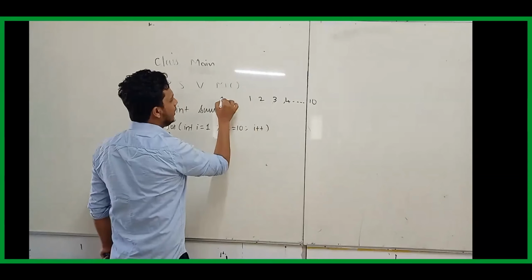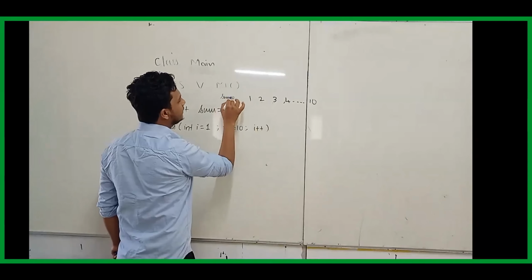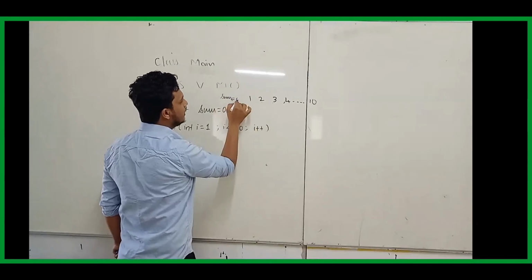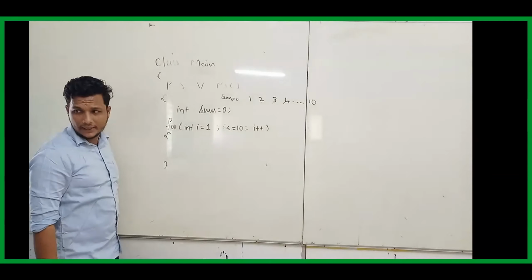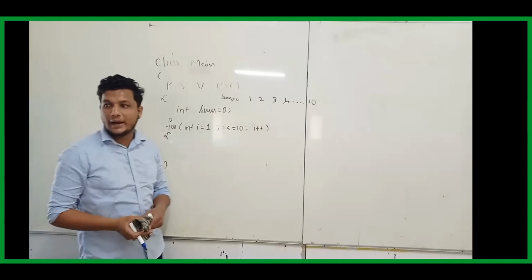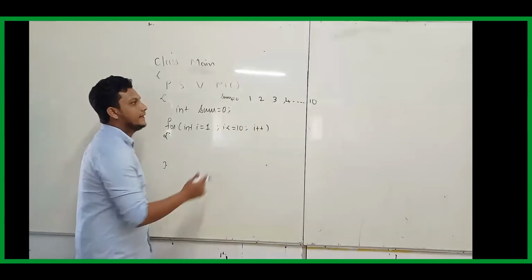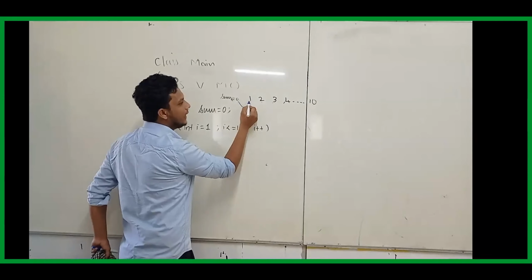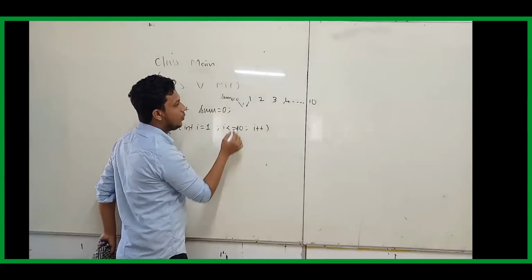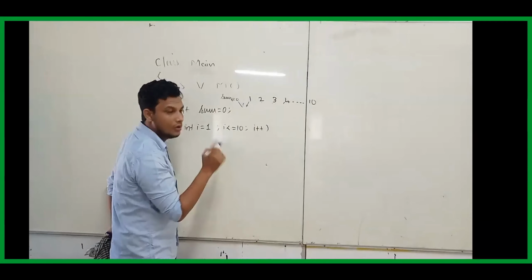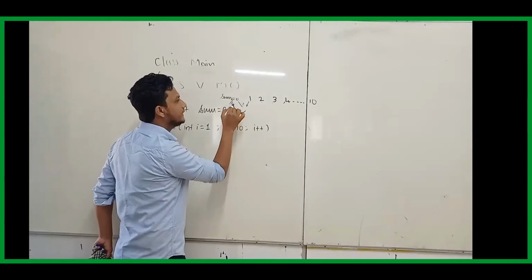Initially, I'll take sum is equal to 0. Now, to perform addition, the minimum requirement is two numbers. So I'll take this 0 and add 1. Whatever the result, 0 plus 1 is 1, I'll store that 1 inside sum.